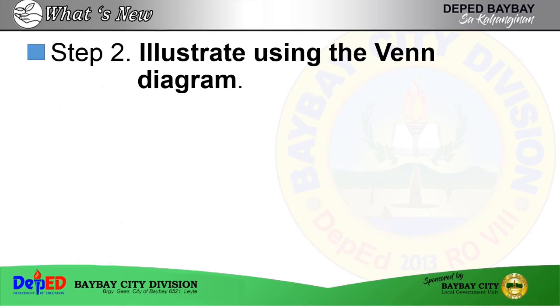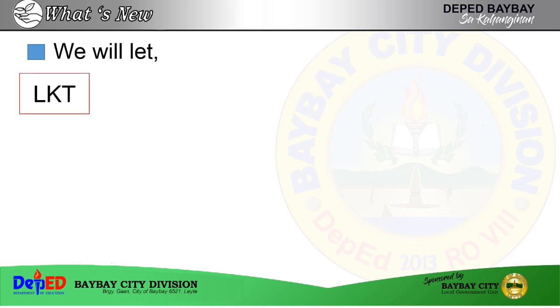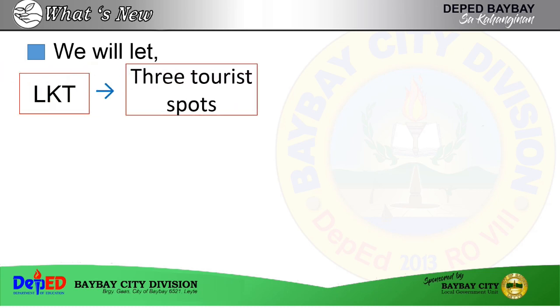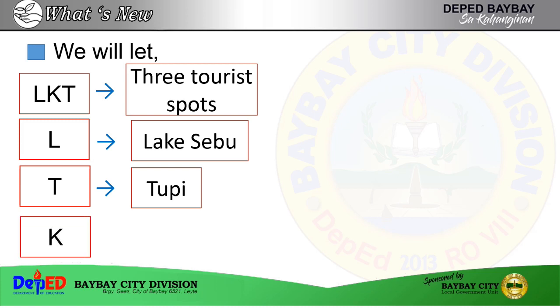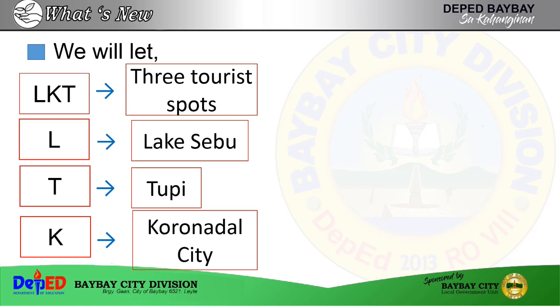Step 2. Illustrate using the Venn diagram. We will let LKT be equal to the number of students who visited the 3 tourist spots. We let L be the number of students who visited Lake Cebu only. We let the variable T be equal to the number of students who went to Tupi only. We let the variable K be equal to the number of students who went to Koronadal City only.